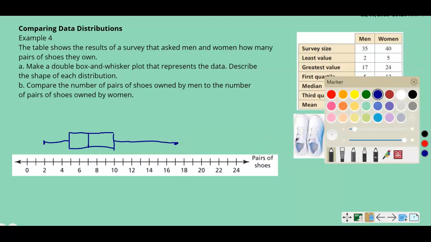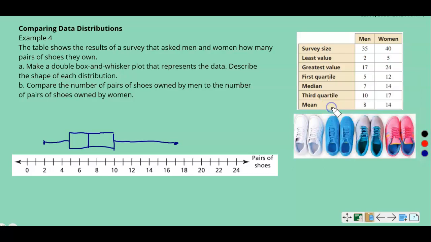All right, let's change colors here. Let's go with pink for the females. So let's see what we have. We surveyed 40 women, but that doesn't go on our box and whisker plot. But the least value would be 5. So 4, 5. All right, and the greatest value is going to be 24. And remember, we're doing a double box and whisker plot, so that's why we're making a second one now for the women.